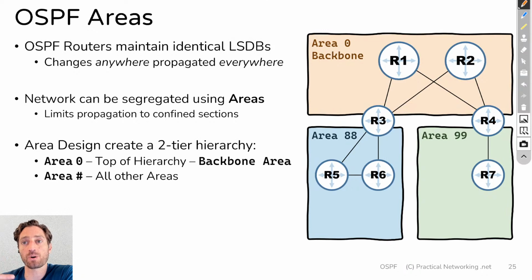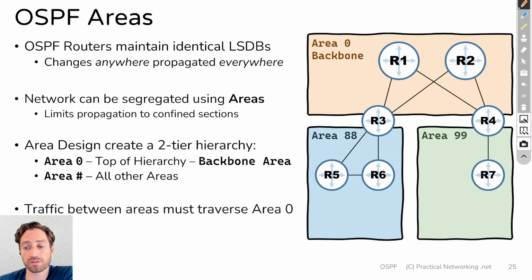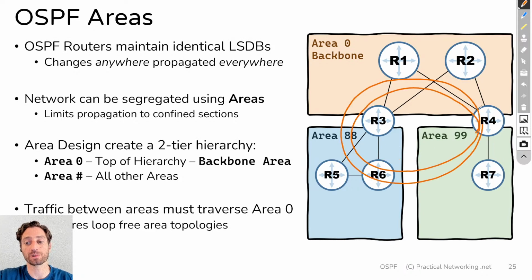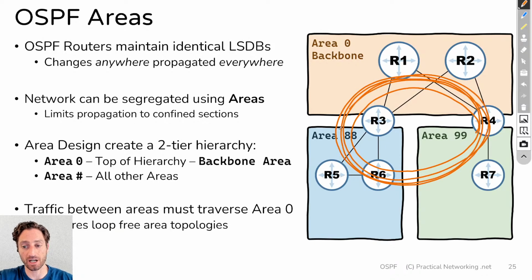Now, someone asked, can you have area 88 connect to area 99? The answer is no. All communication between the different areas has to go via the backbone. Again, it's only a two-tier hierarchy. The purpose of this is to assure loop-free topologies within the area design. If you could connect area 88 and area 99, you could introduce a routing loop that's going to cross from area to area to area.